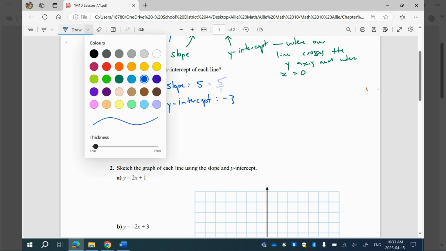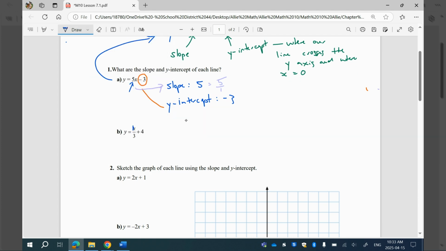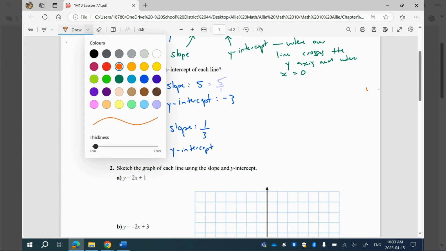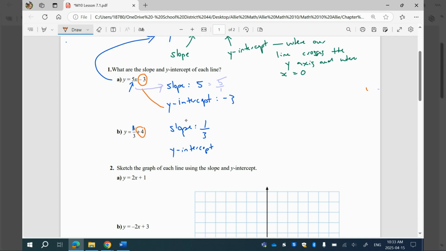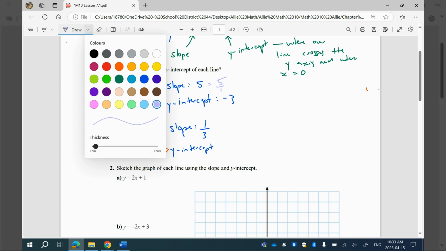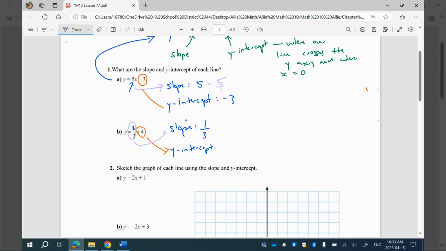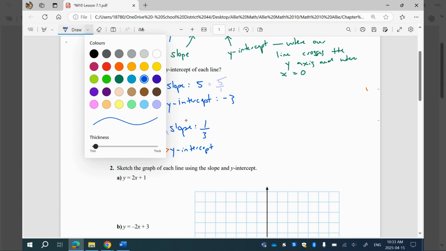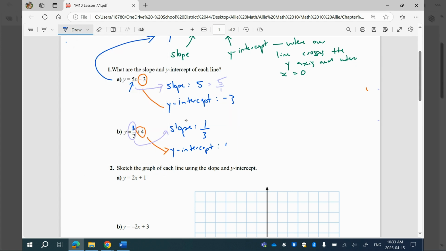Let's do the next one. Our slope. Remember there's a little invisible 1 there. So our slope is going to be 1 over 3. And our y-intercept, let's look at our equation. It's going to be this part right here. That's our y-intercept. This part right here is our slope. That means that our y-intercept is 4.